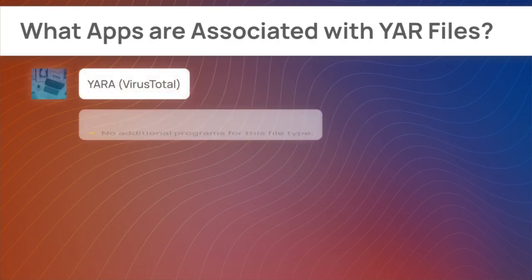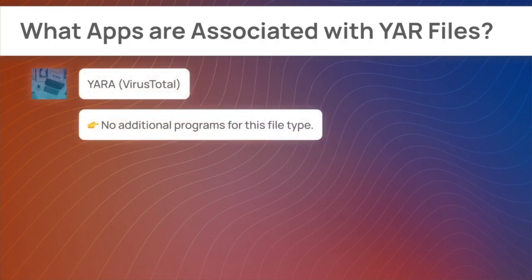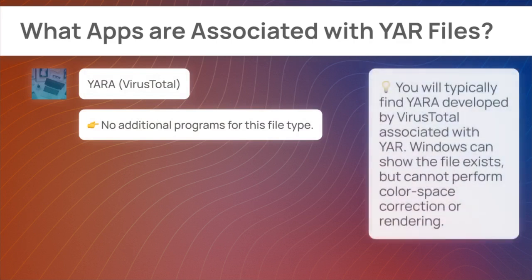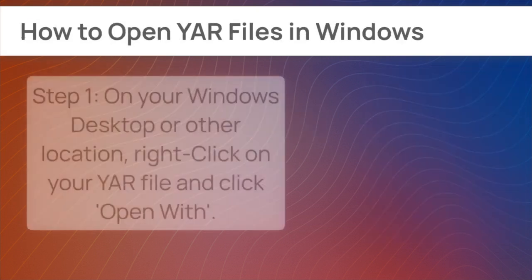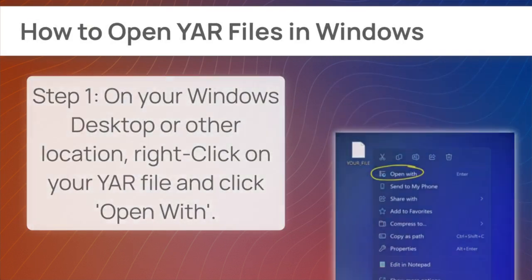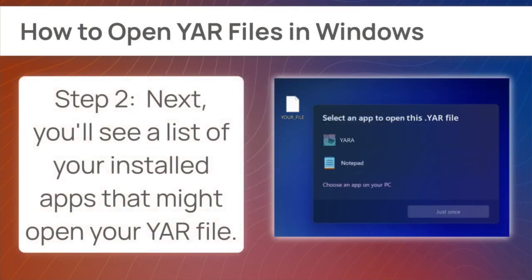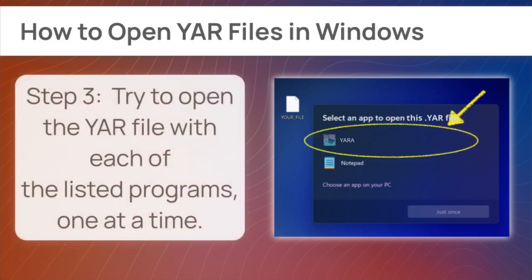YARA from VirusTotal is the core program designed for the YAR structure. Windows can show the file exists but cannot perform color space correction or rendering. Windows displays the code, but proper handling requires a trusted scripting environment. Open the context menu by right-clicking your YAR file and choosing Open With. Try YARA first. If it's absent, select another program. This trial and error approach is critical for diagnosis.